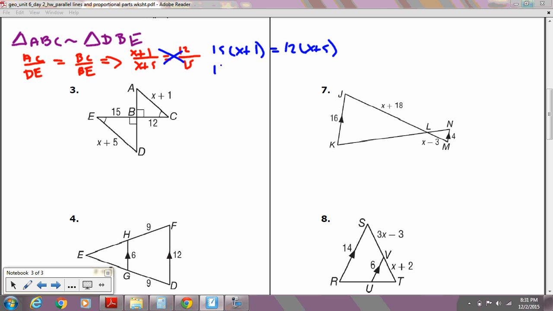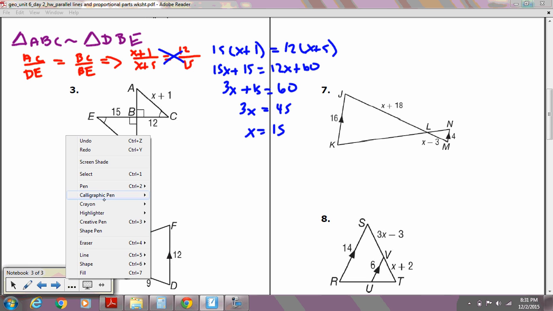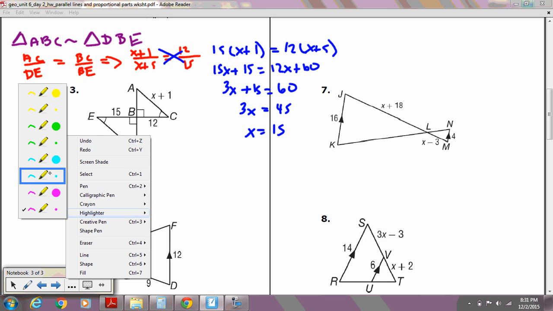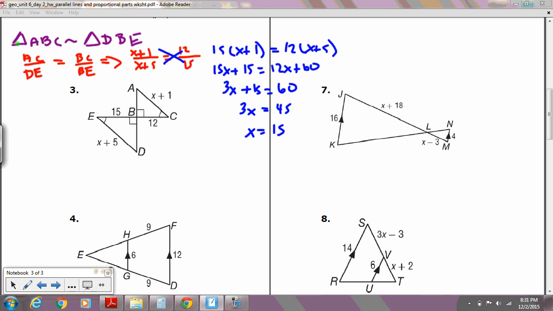Distribute. 15x plus 15 equals 12x plus 60. Subtract 12x on both sides would leave you with 3x plus 15 equals 60. Subtract 15 would give you 3x is equal to 45. Divide by 3, x is equal to 15. So again, I have my similarity statement and I have x.